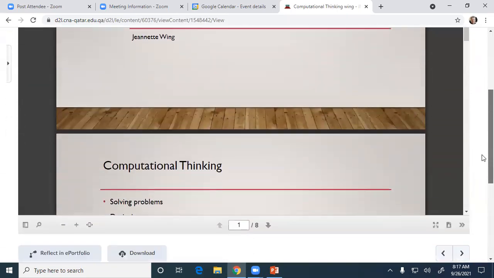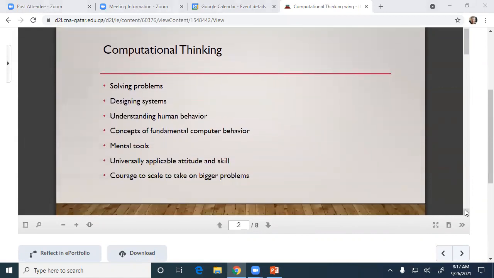So the idea here is I wanted to entice you to read the article, recognizing that a lot of people won't. So I made some notes about it, but hoping that you will. This is just a summary of an article which I've made a link for you. The article was written by Jeanette Wing, and she was trying to make a definition for this term computational thinking. Basically she's saying that computational thinking is these things: solving problems, designing systems, understanding humans.